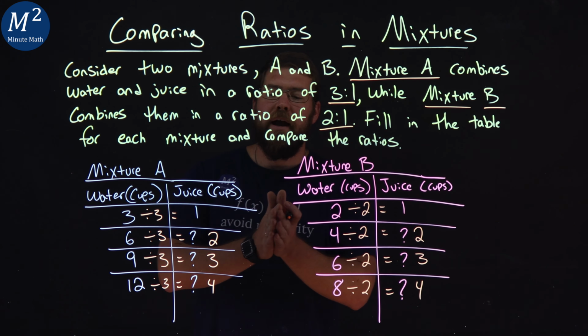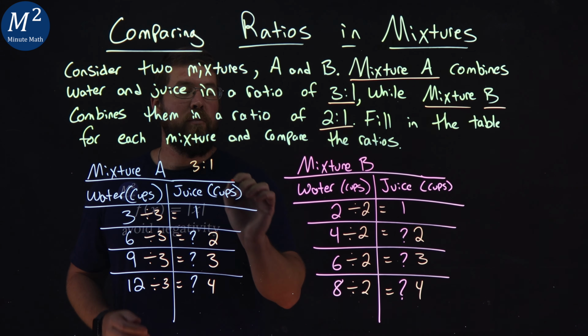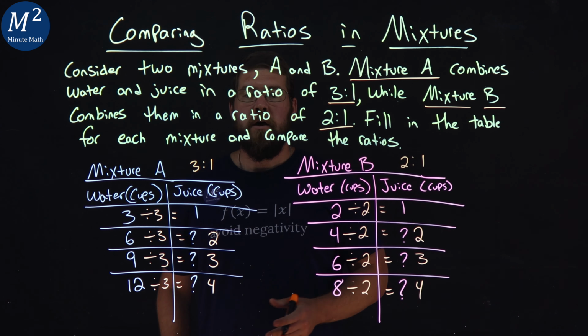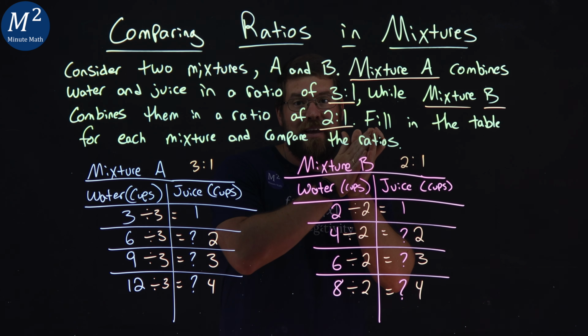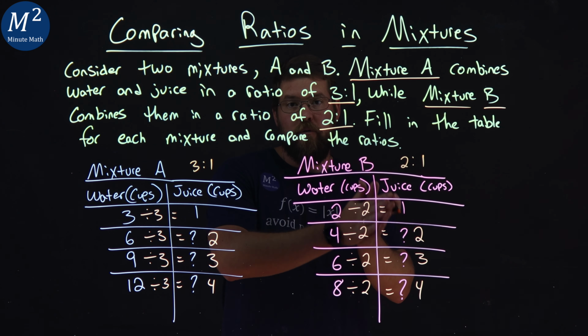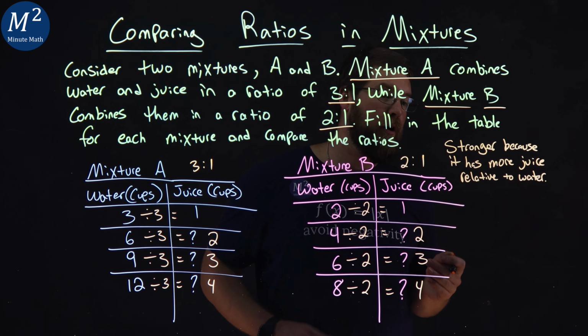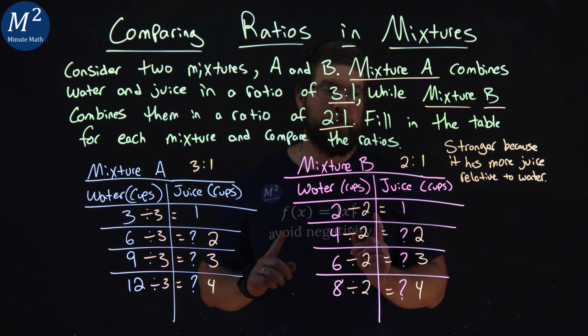Now we want to compare these ratios. Mixture A was our 3:1 and mixture B was our 2:1. So if we want to compare them, we can say that mixture B has a higher concentration of juice. So we can say that mixture B is stronger because it has more juice relative to water.